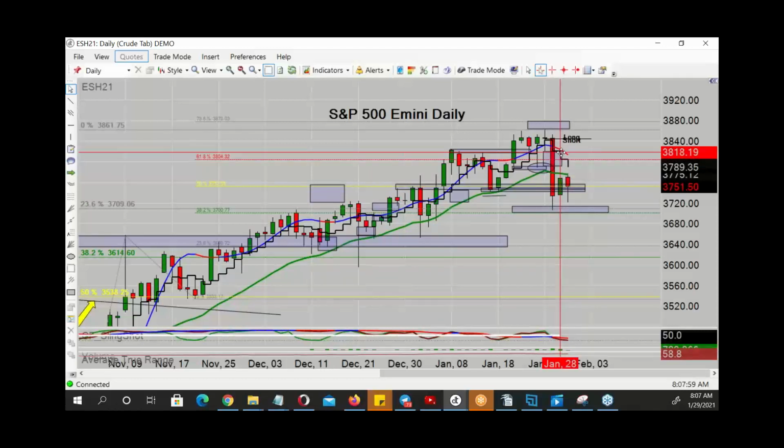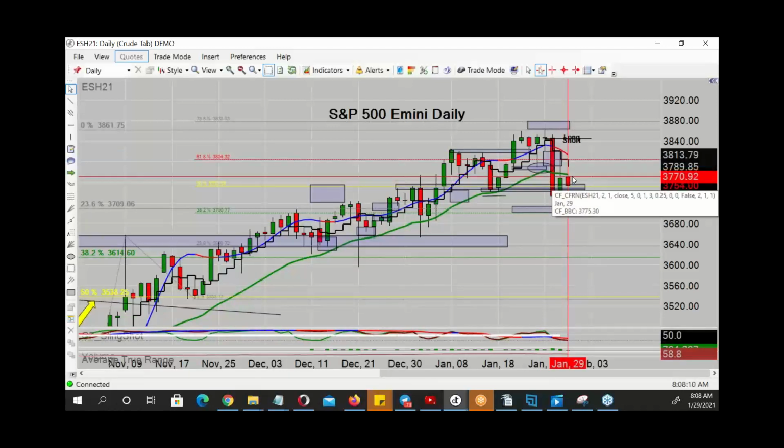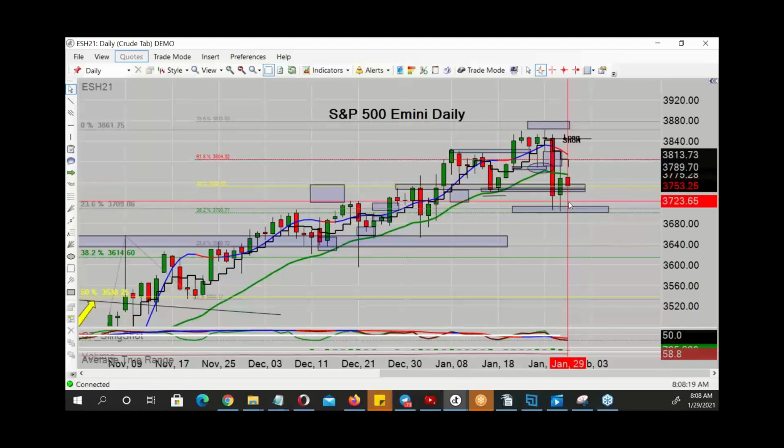Then it became a matter of, do we close above or below the BBC? We closed again below the BBC yesterday. We opened last night, and as you can see, price ran up right into the BBC. That was good resistance, and it sent us back down. The low so far is 37.21.5.